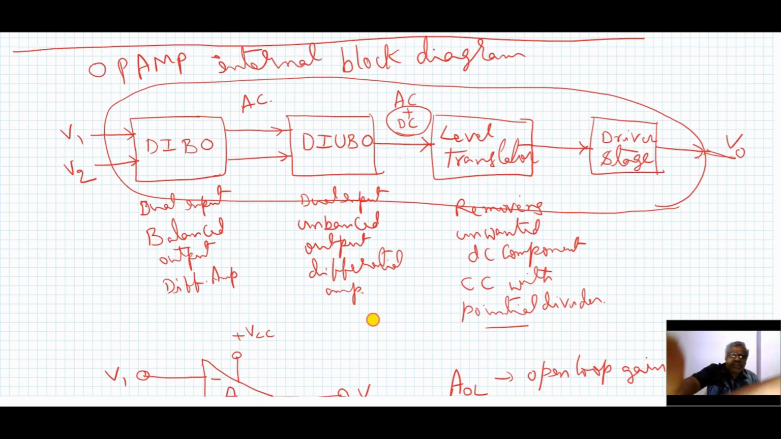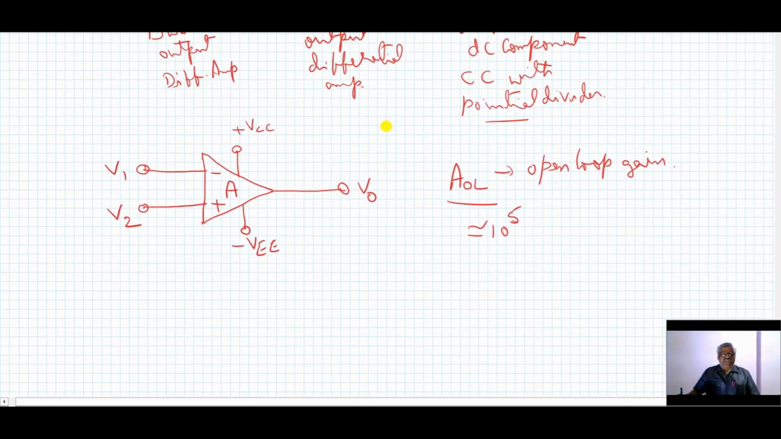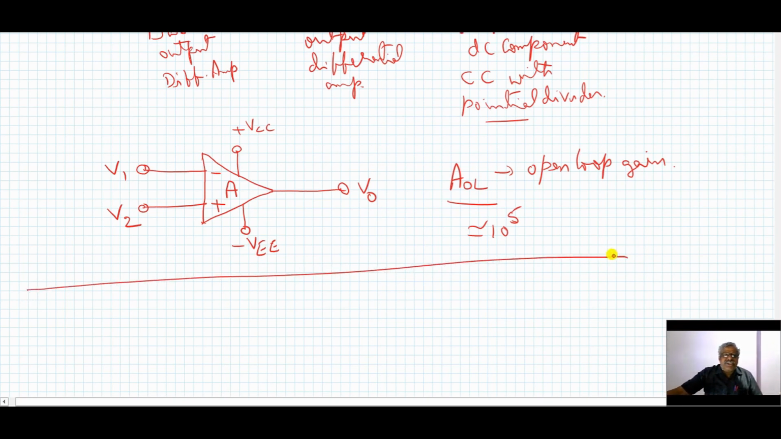This is about emitter coupled differential amplifiers and their AC analysis, DC analysis, current mirror circuit and its design, analysis, the internal block diagram of the operational amplifier and the operational amplifier symbol.